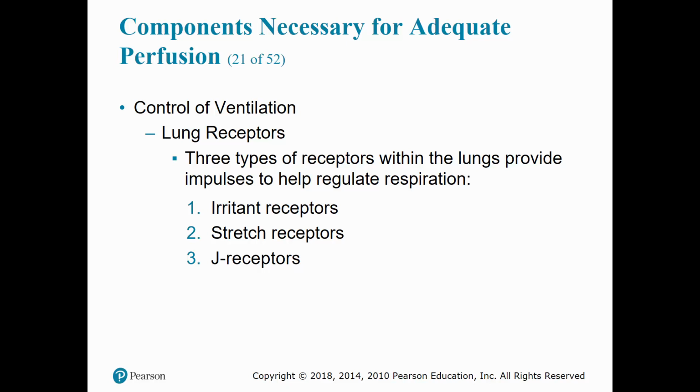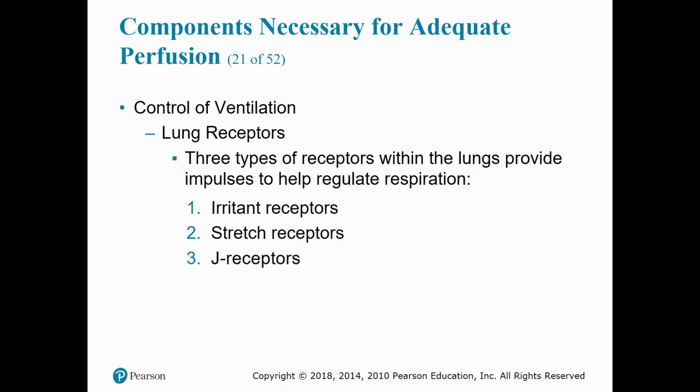Within our lungs, there are three types of receptors that help provide impulses to help regulate respiration. The first one being irritant receptors. These are found within your airways, such as in your nose and in your trachea. These receptors are sensitive to irritating gases, aerosols, and particles that are in the air. When these are set off, they cause you to begin coughing, may cause bronchoconstriction, and increase the ventilatory rate to try to force it out of the airways.